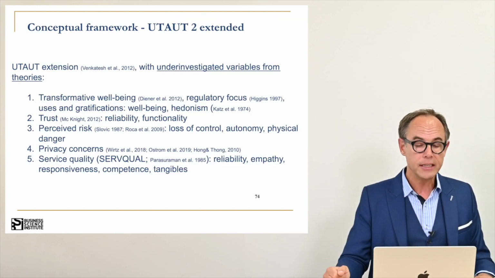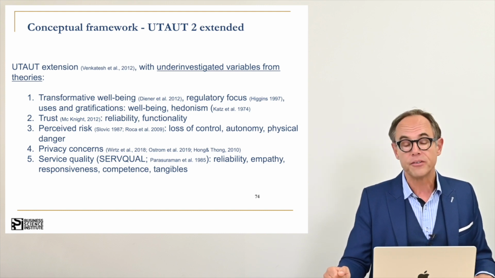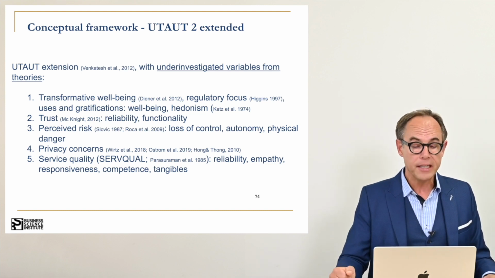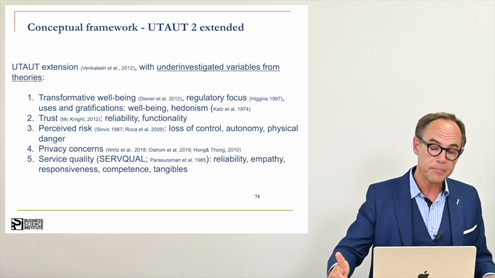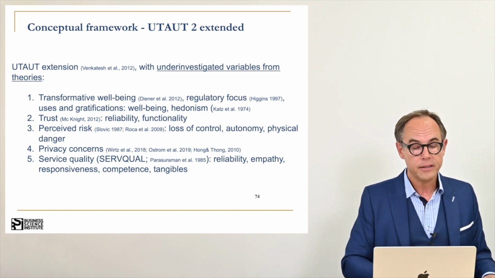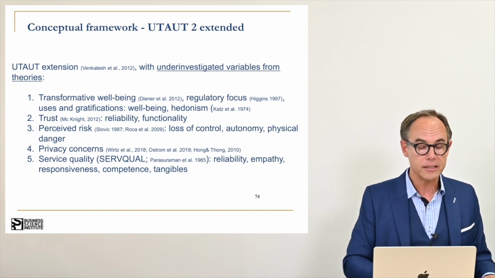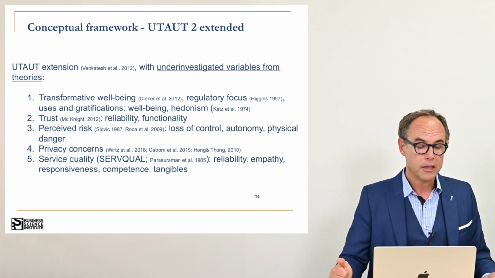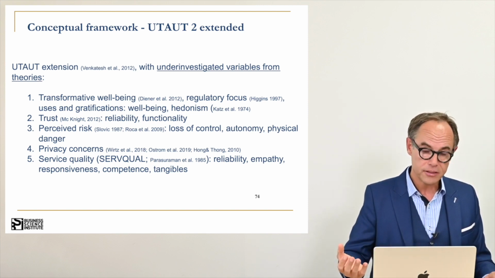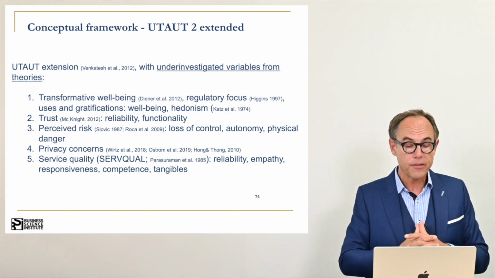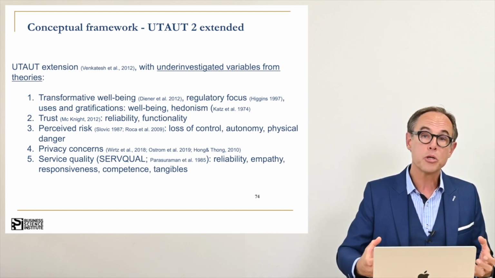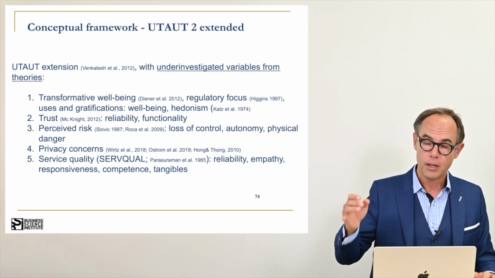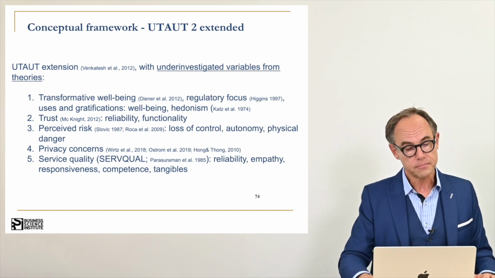So we extended the UTAUT with under-investigated variables coming from different theories, as we have already seen: transformative well-being through the regulatory focus theory and the user gratification theory to take into account well-being and hedonism, the trust theory to take into account reliability and functionality, the perceived risk theory to take into account loss of control, autonomy, and physical danger, the privacy concerns to take into account privacy issues, and service quality, SERVQUAL theory, to take into account reliability, empathy, responsiveness, competence, and tangibles of the technologies when they produce service, for example, in the case of service robots, autonomous vehicles, or smart cities.